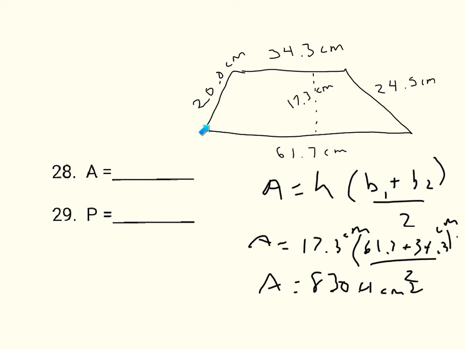Perimeter is probably a little bit simpler. You're just going to add all these numbers, 20, 34.3, 24.5, and 61.7. So perimeter is the distance around. There's no handy-dandy formula for this other than you add the left side, the top, the right side, and the bottom. Add all 4 sides of the trapezoid. And when you do that, I'll trust you to punch them in. You get 140.5 centimeters. So the area was 830.4 square centimeters.